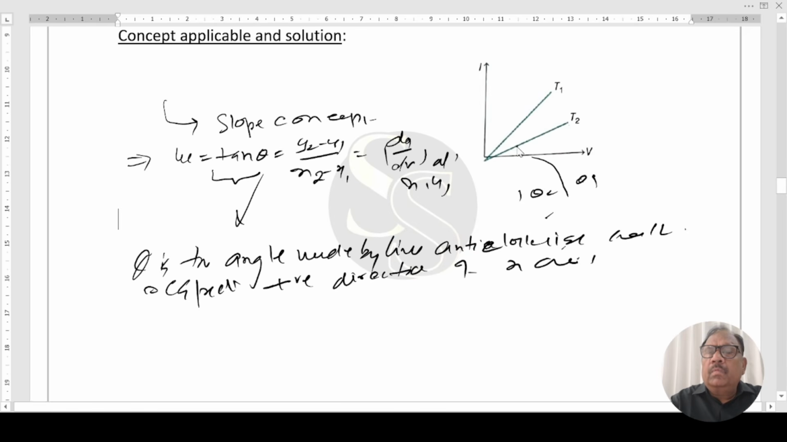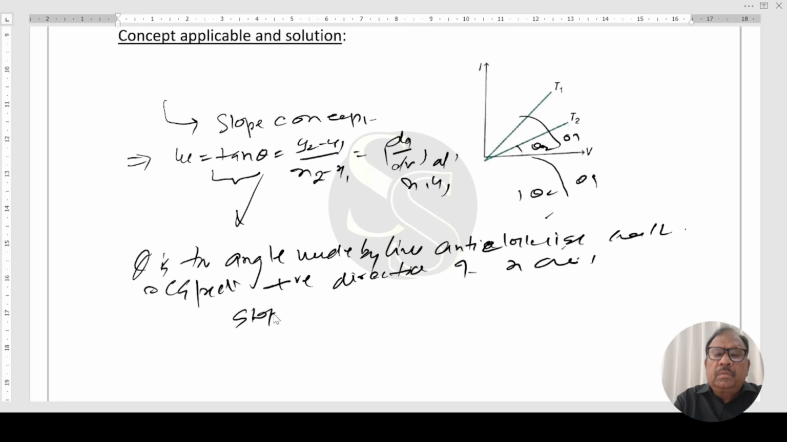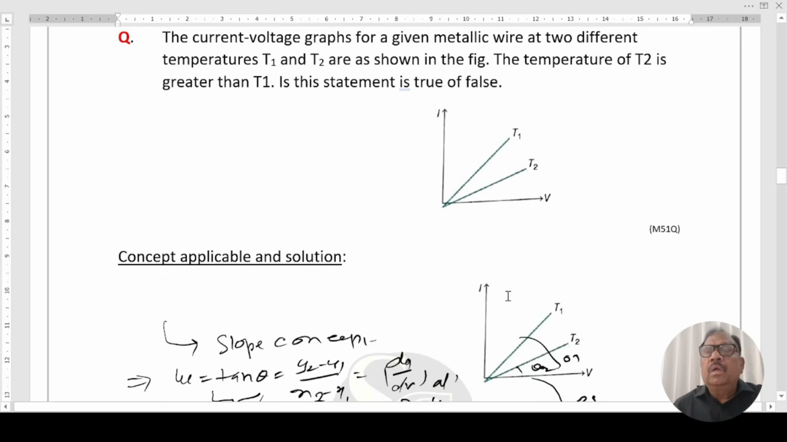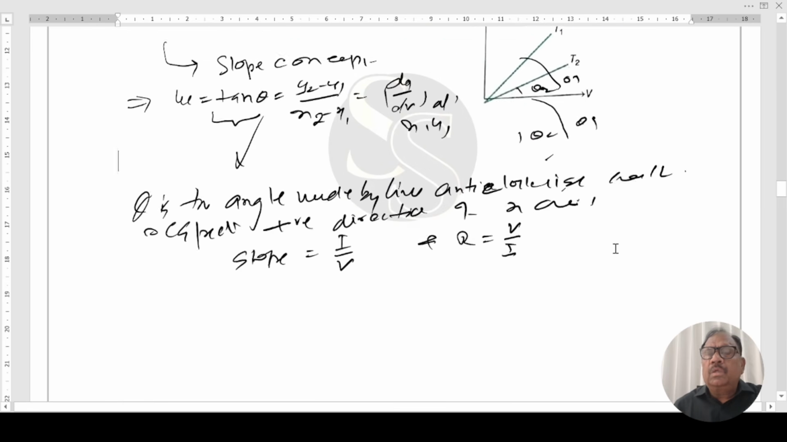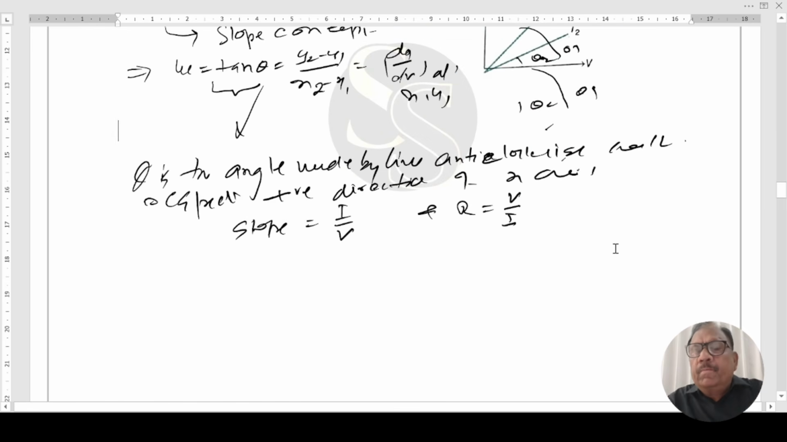This is theta 1, this is theta 1, this is theta 2, right? Now, y upon I. In this case, slope is I upon V and resistance is V upon I.